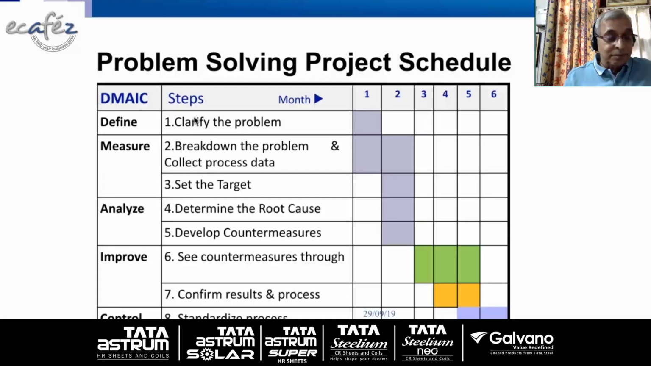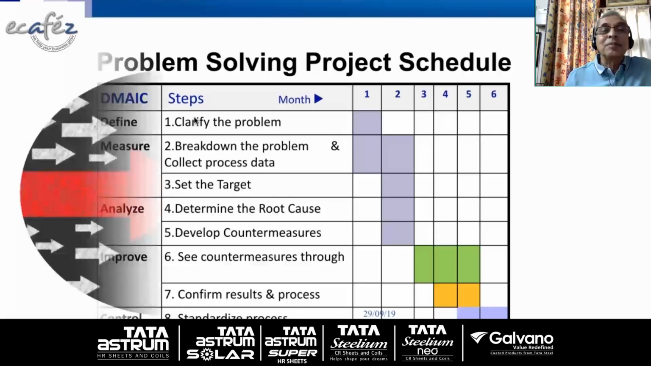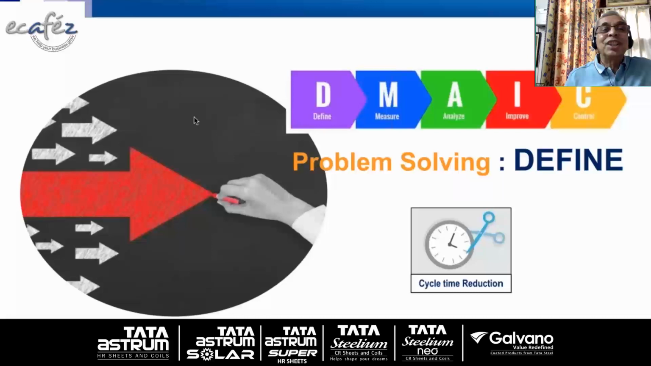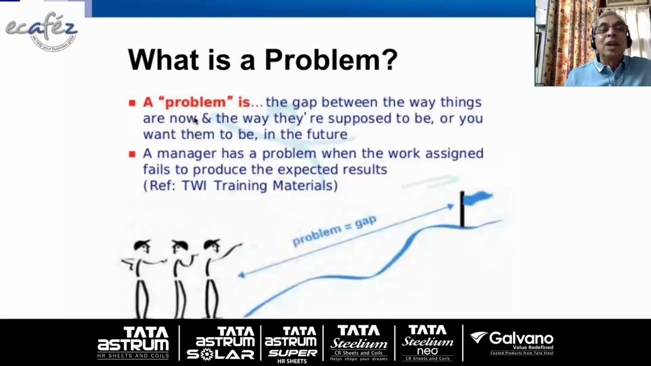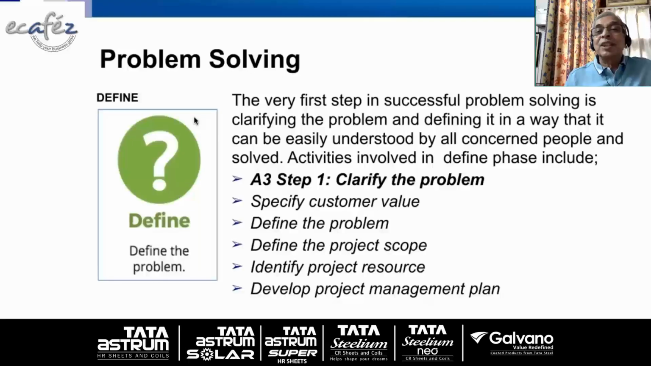Now let's begin with how the problem solving was started. The very first phase: define. As I mentioned, what is the problem? It is the gap between the way things are now and the way they should be, or you want them to be in the future. A manager has a problem when the work assigned fails to produce the expected results. So the problem is a gap, and we have to identify the gap. In the define phase, the very first step in successful problem solving is clarifying the problem. The clearer the problem, the faster we can solve it.